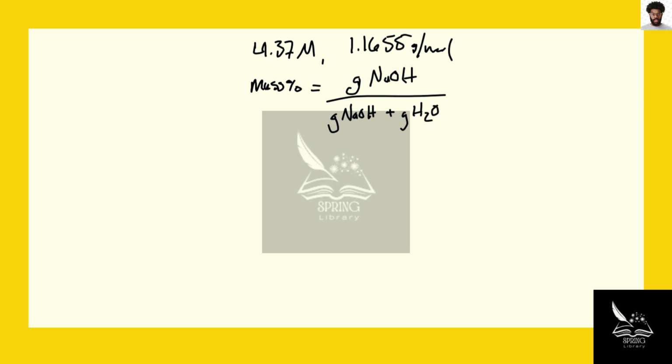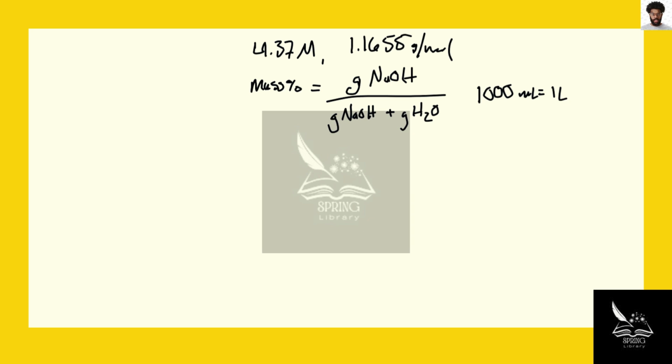Now, the easiest way to go about this is to just assume that we have 1,000 milliliters or 1 liter of solution. And the reason for that is that we can calculate how many grams of sodium hydroxide we would have in 1,000 mL. And as long as we also calculate how much water we would have in 1,000 mL, the 1,000 mL factor will divide out.